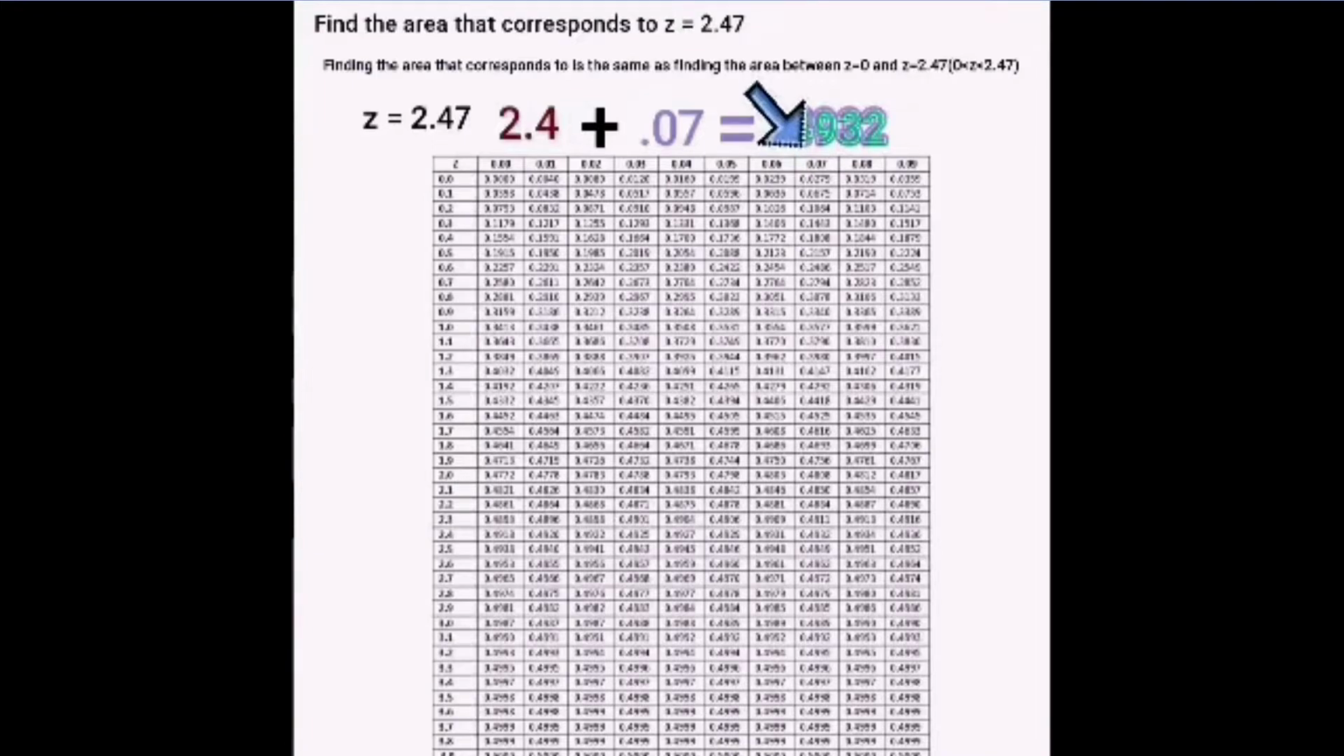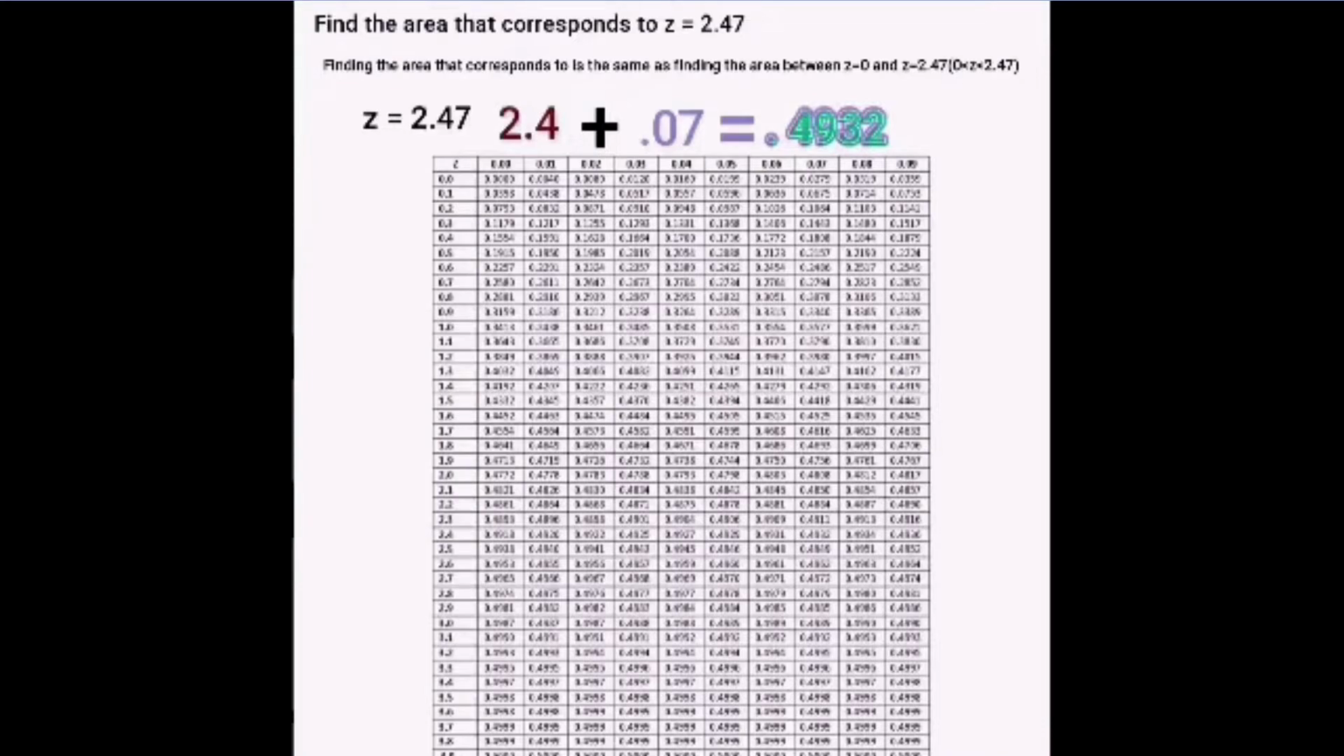Dun sa taas, hanapin natin yung 0.07. So, yung intersection nila, which is 0.4932, yan ay correspond sa z equals 2.47. So, ganito ang paggamit ng tables o ang pagkuha ng areas ng normal distribution gamit yung tables na ito.